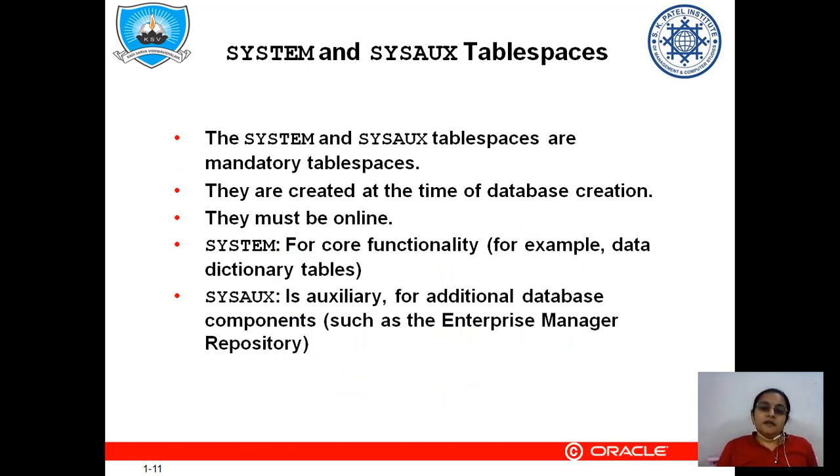Now when we create the database system, by default the SYSTEM and SYSAUX tablespaces are created, and these two tablespaces are mandatory for the database to exist and run properly. They are created at the time of database creation, and they must be online. The SYSTEM tablespace is used for core functionality, for example data dictionary tables. So all metadata of the database system is stored and functioned through the SYSTEM tablespace.